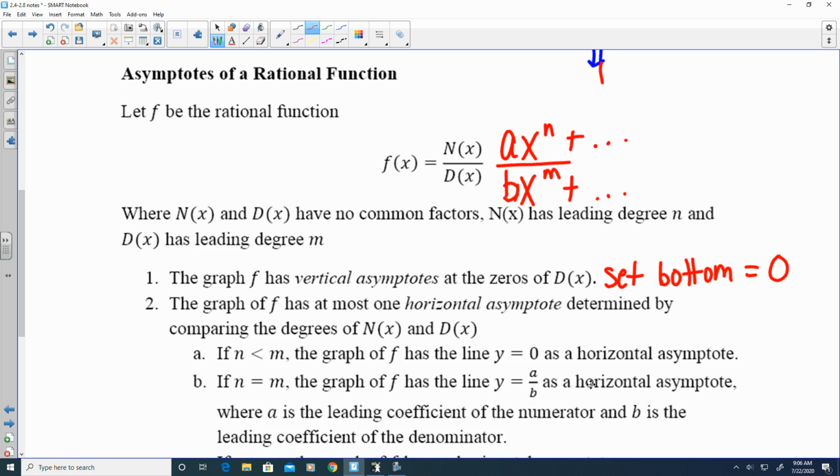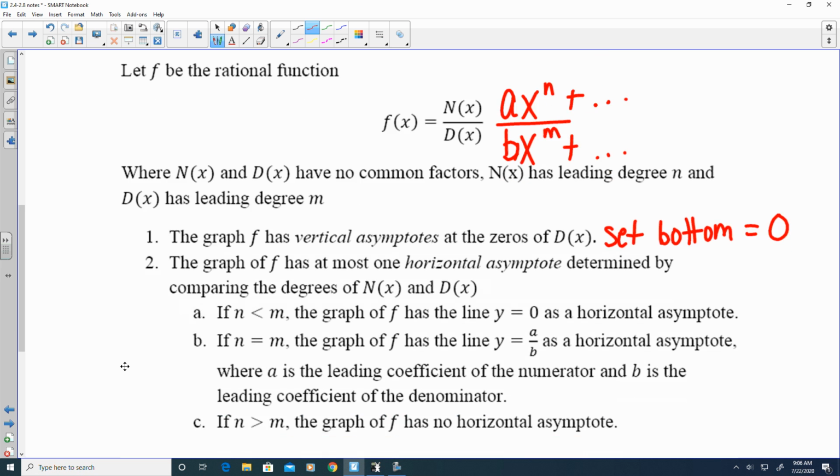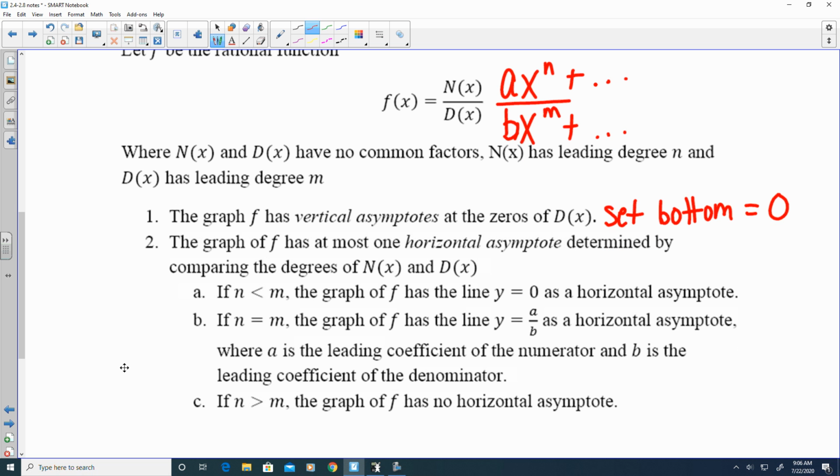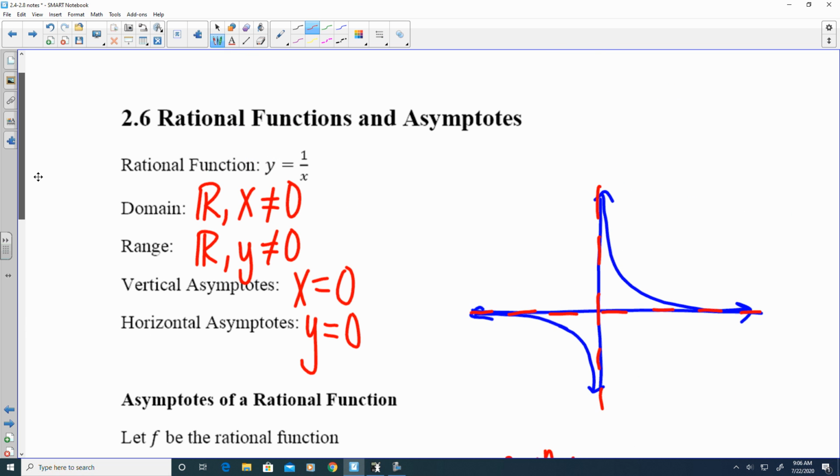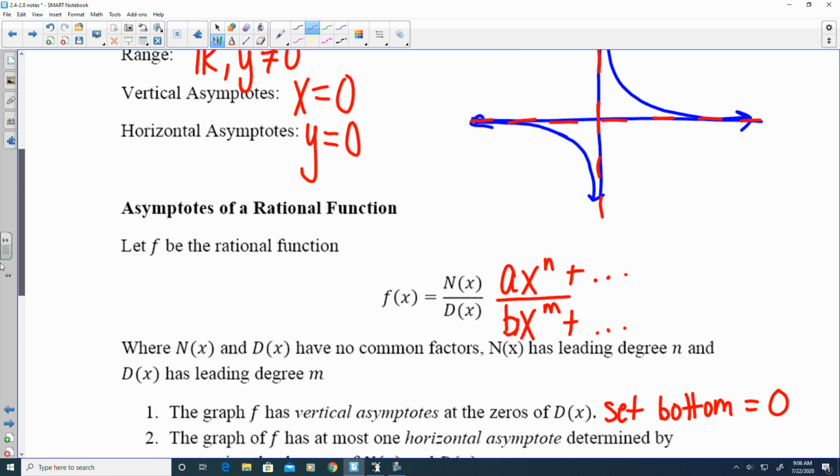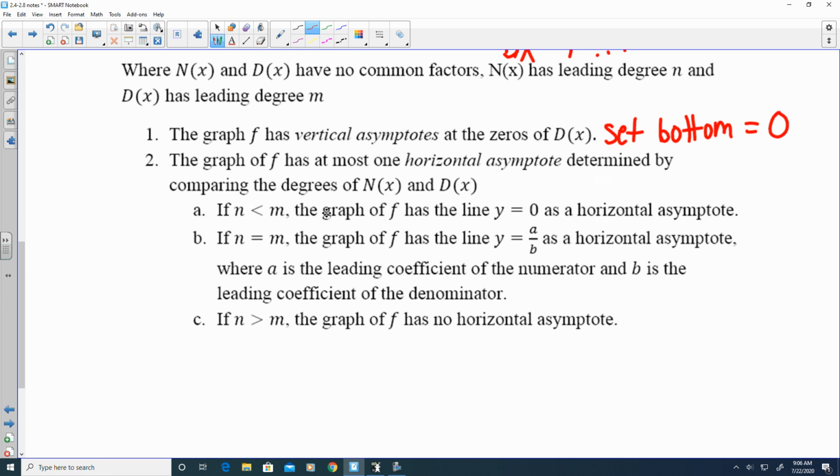That one's pretty straightforward. Now for horizontal asymptotes, we care about the biggest power, which is why I wrote that in red up there. We care about the a x to the n term and the b x to the m term. If the power on top, so n, is smaller than the power on bottom, then y equals 0 is our horizontal asymptote. That is, in fact, what happened up here. The power on top with just 1 is 0, and the power on bottom with x is the first power, so since the power on top was smaller, y equals 0 ended up being our asymptote.